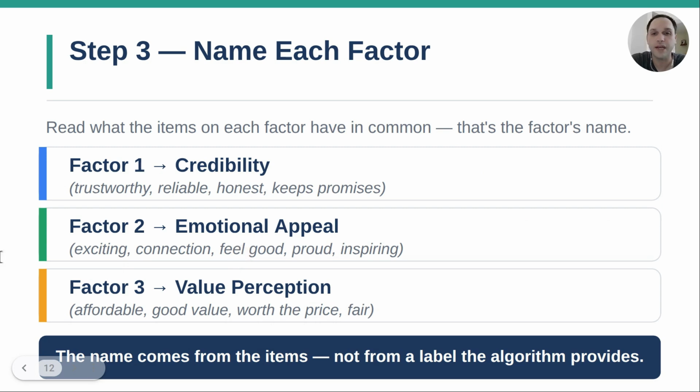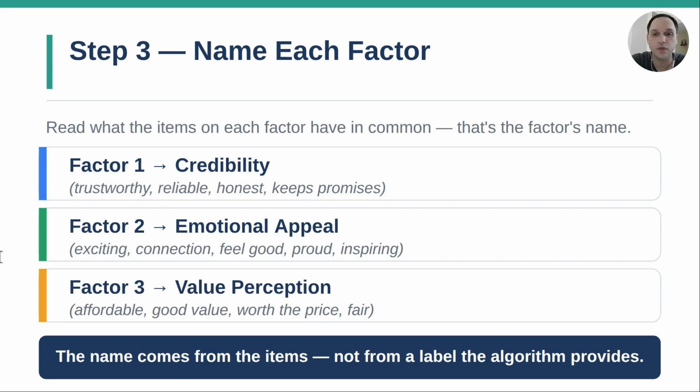Naming the factors is the most interpretive step in the whole analysis, and the most important one for making the results usable. You look at the items that load high on each factor and ask, what do these items have in common? What underlying concept are they all measuring?